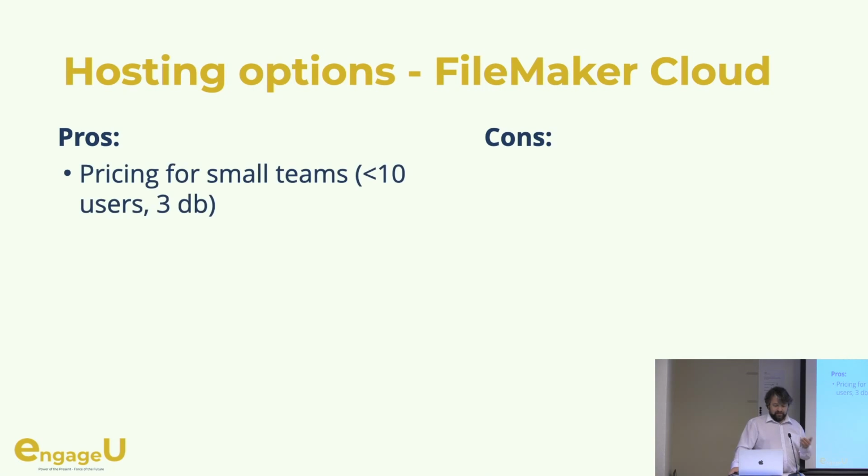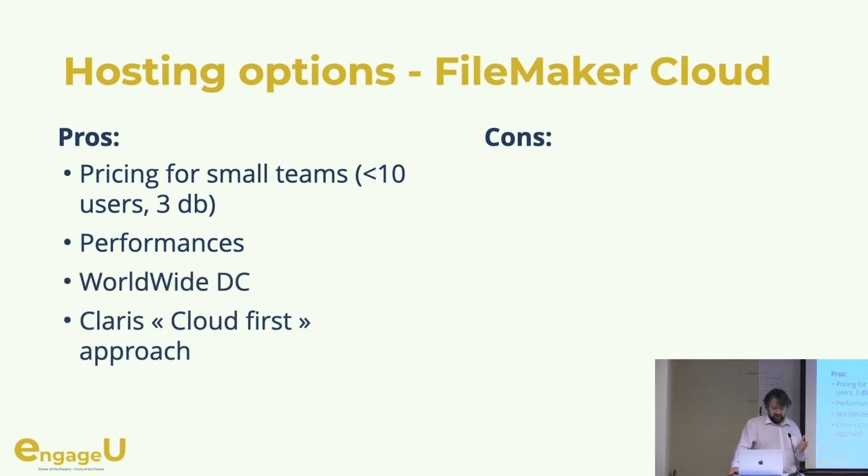So the pro is the pricing. FileMaker Cloud has a very good, very efficient Essentials program for small teams. Performance is great. Now they have deployed all around the world on AWS facilities. It's great. So you have it worldwide, and there's a cloud-first approach, so some features are delivered on the cloud before they are delivered on the on-premise version.